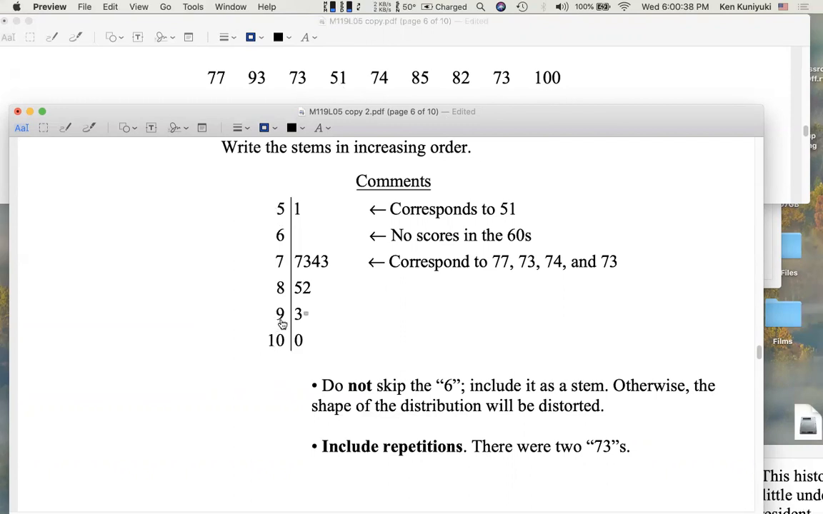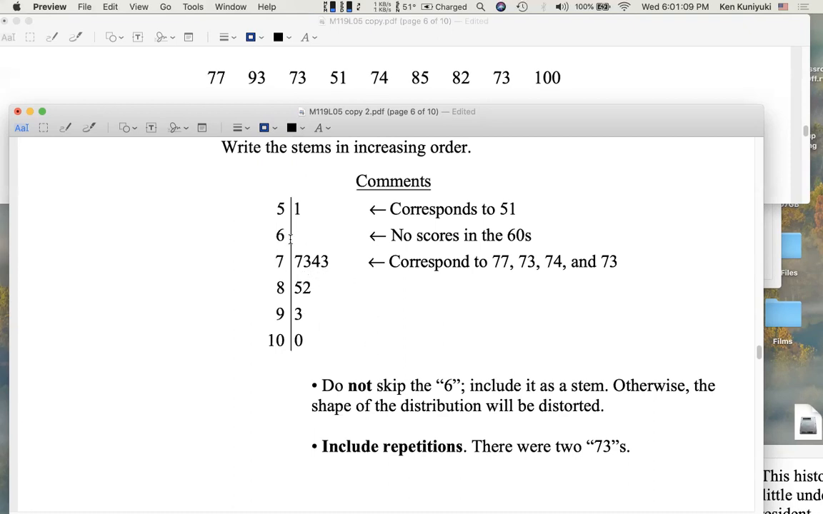All right. In stage 1, you go through. Okay, 77. Under the 70s, you put a 7. All right. 93. Under the 90s, you put a 3. 73. Under the 70s, you put a 3, and so forth. 2 people got 73, so you do have 2 3s in the 70s row. So the scores here in the 70s correspond to, this is like a modal class, 77, 73, 74, and 73.